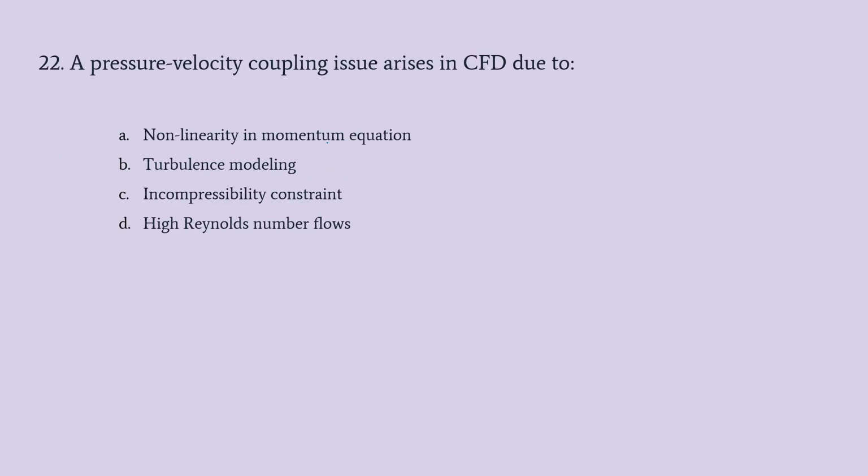Next question. A pressure velocity coupling issue arises in CFD due to which of the following? What is the requirement for pressure velocity coupling in CFD? Options are A, nonlinearity in momentum equation; option B, turbulence modeling; option C, incompressibility constraint; option D, higher Reynolds number flows.